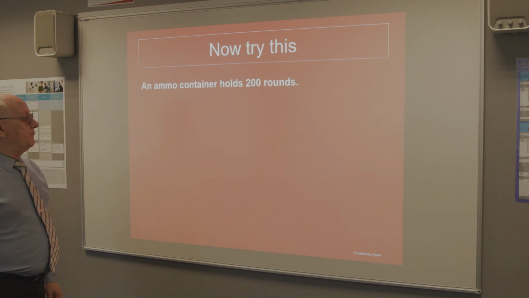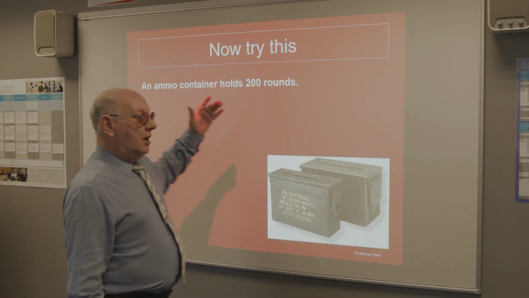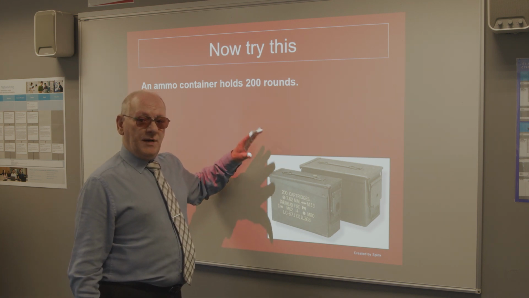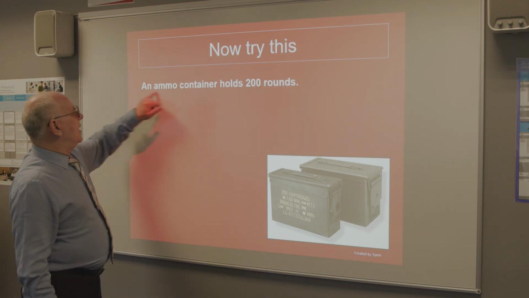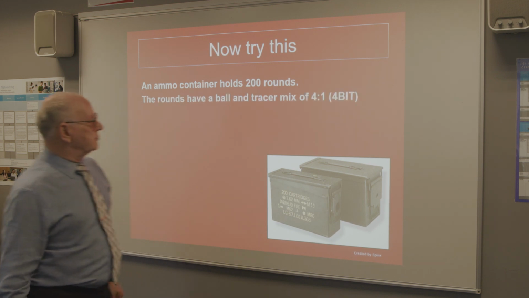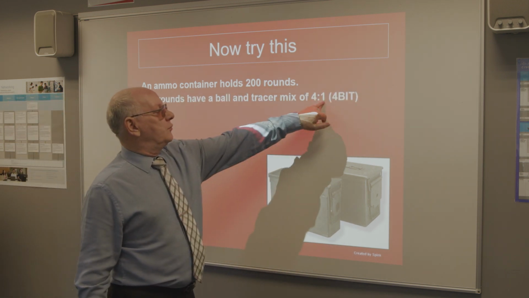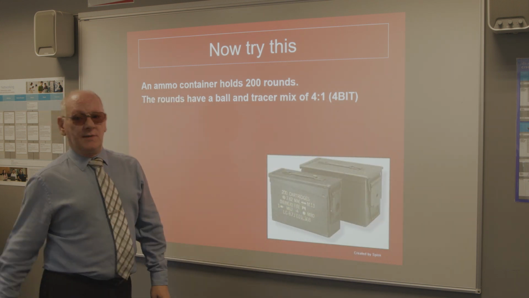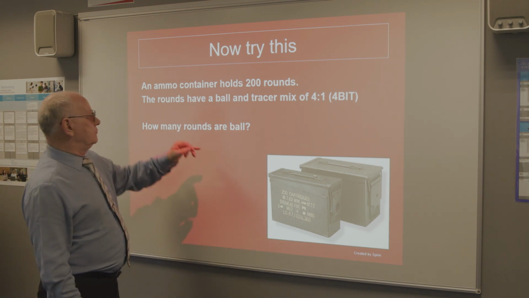Okay, try this one. Again, I apologise for the fact that it's based on Army cadets, but it's an excellent ratio PowerPoint and it can relate to anything. An ammo container holds 200 rounds. The rounds have a ball and tracer mix of 4 to 1. Ignore that. We don't need to know what that means. How many rounds are ball?